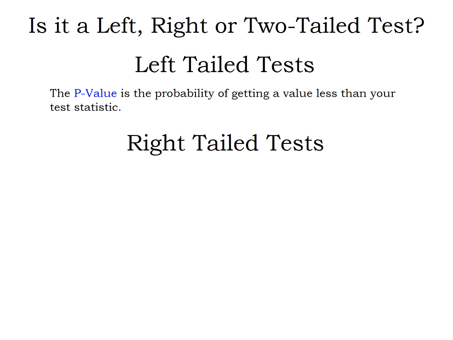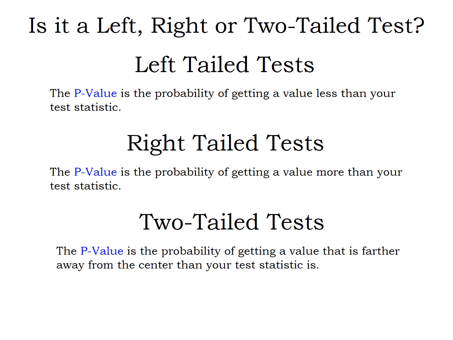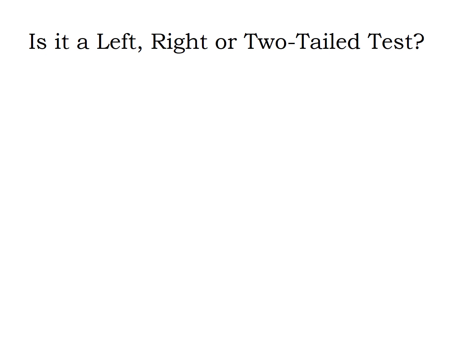A right-tailed test means that the p-value is the probability of getting a value that's larger or to the right of your test statistic. And a two-tailed test means that the p-value is the probability of getting a value that's farther away from the center of your distribution than your test statistic is. As you see, left, right, two-tailed is really just a description of where the p-value is on the graph. So to figure out where the p-value is, we have to know what the p-value is. So let's talk about the definition.